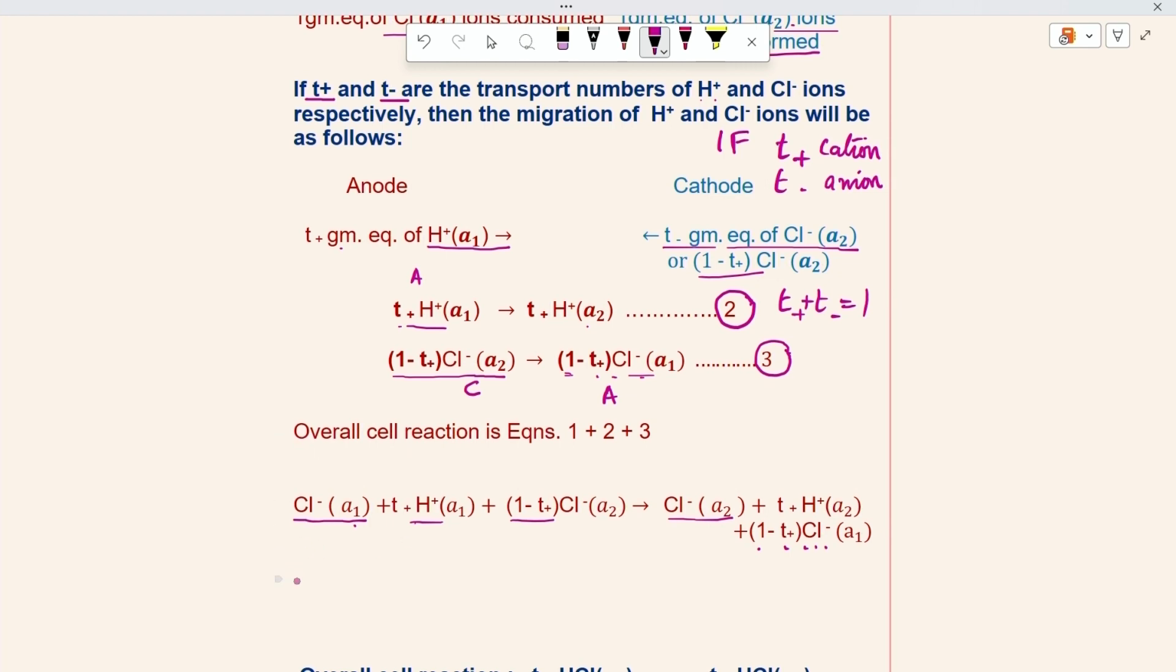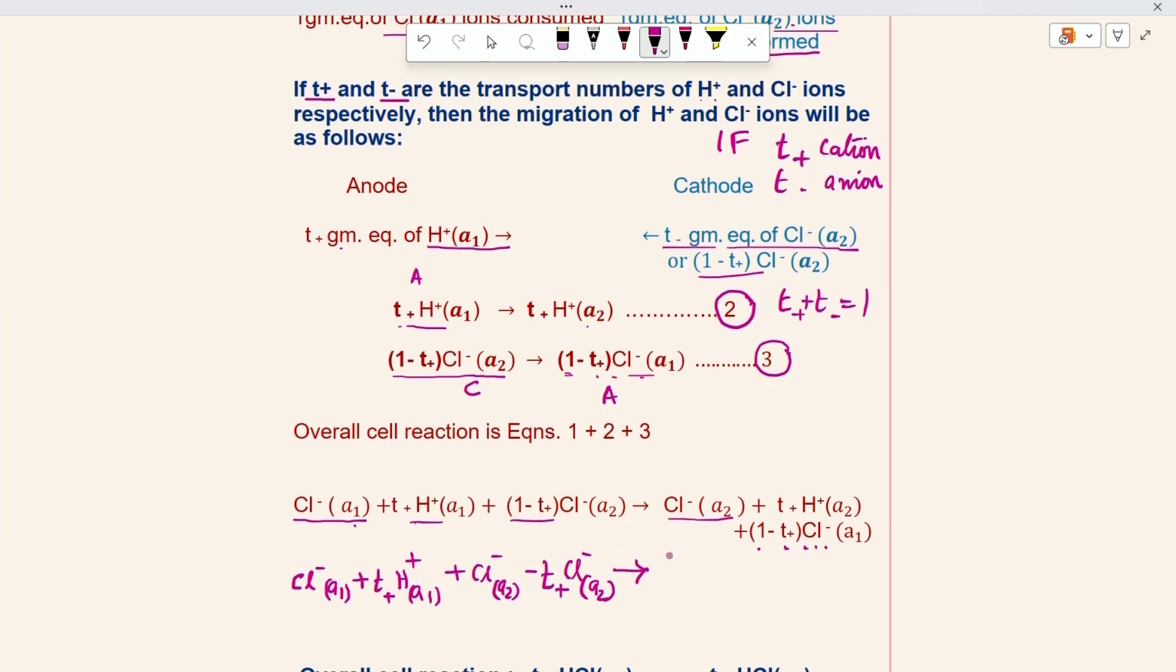So, first term will be Cl− of activity 1 plus t+ of H+ of activity 1 plus, I am going to open this bracket, Cl− of activity 2 multiplied by 1. So, that becomes Cl− of activity 2, and this is minus t+. So, multiplying that, I will get minus t+ of chloride ion of activity 2. Okay. So, we have completed this side.